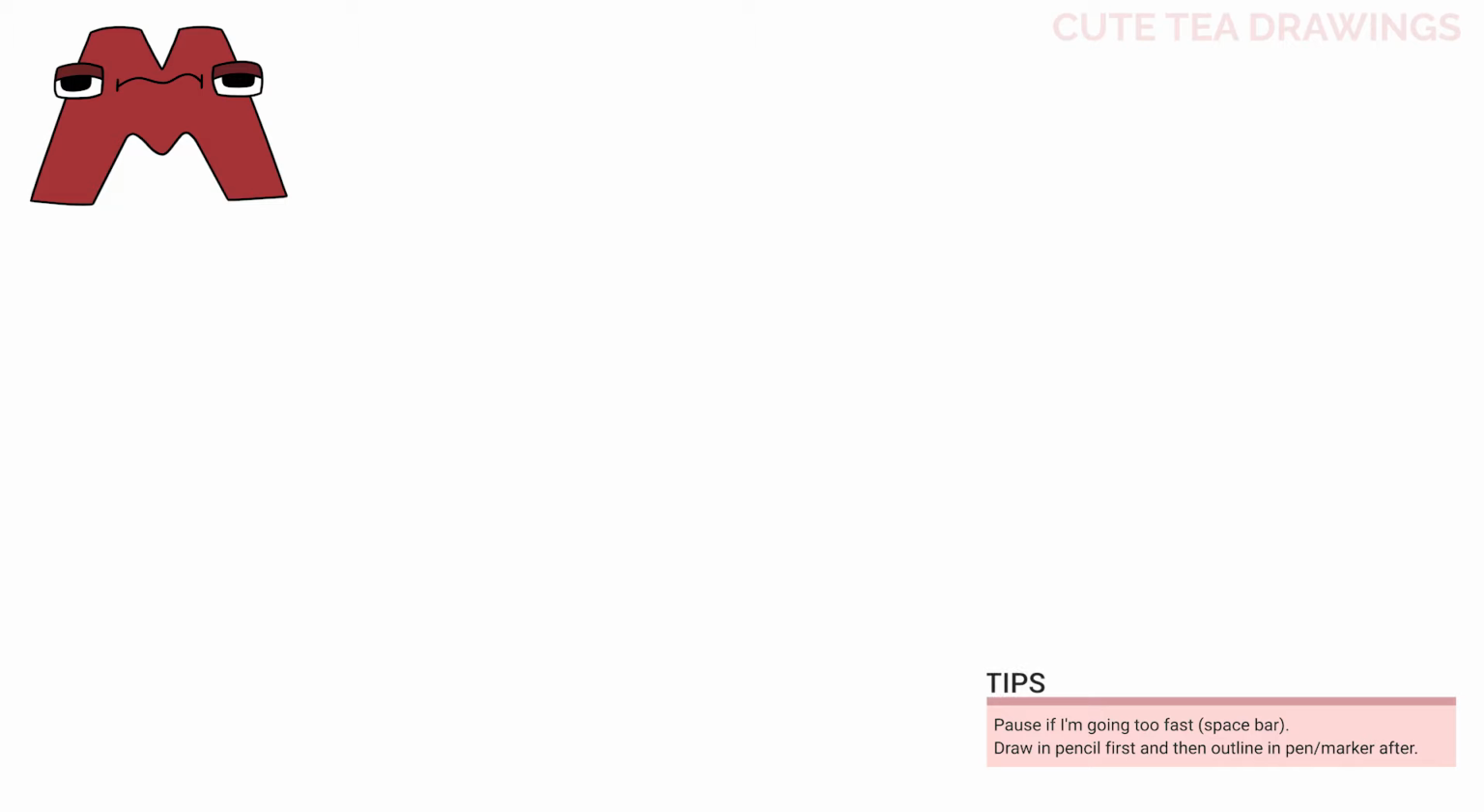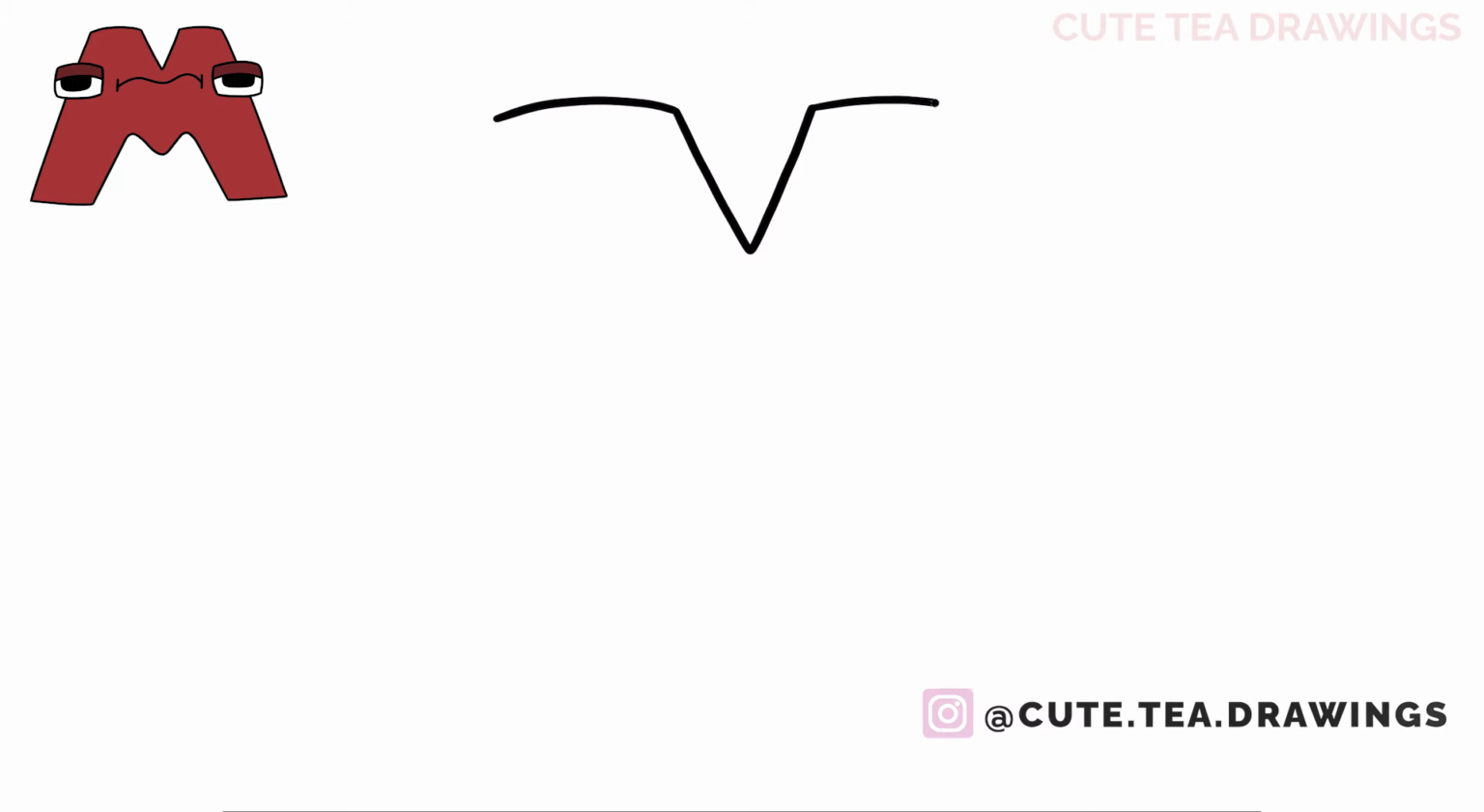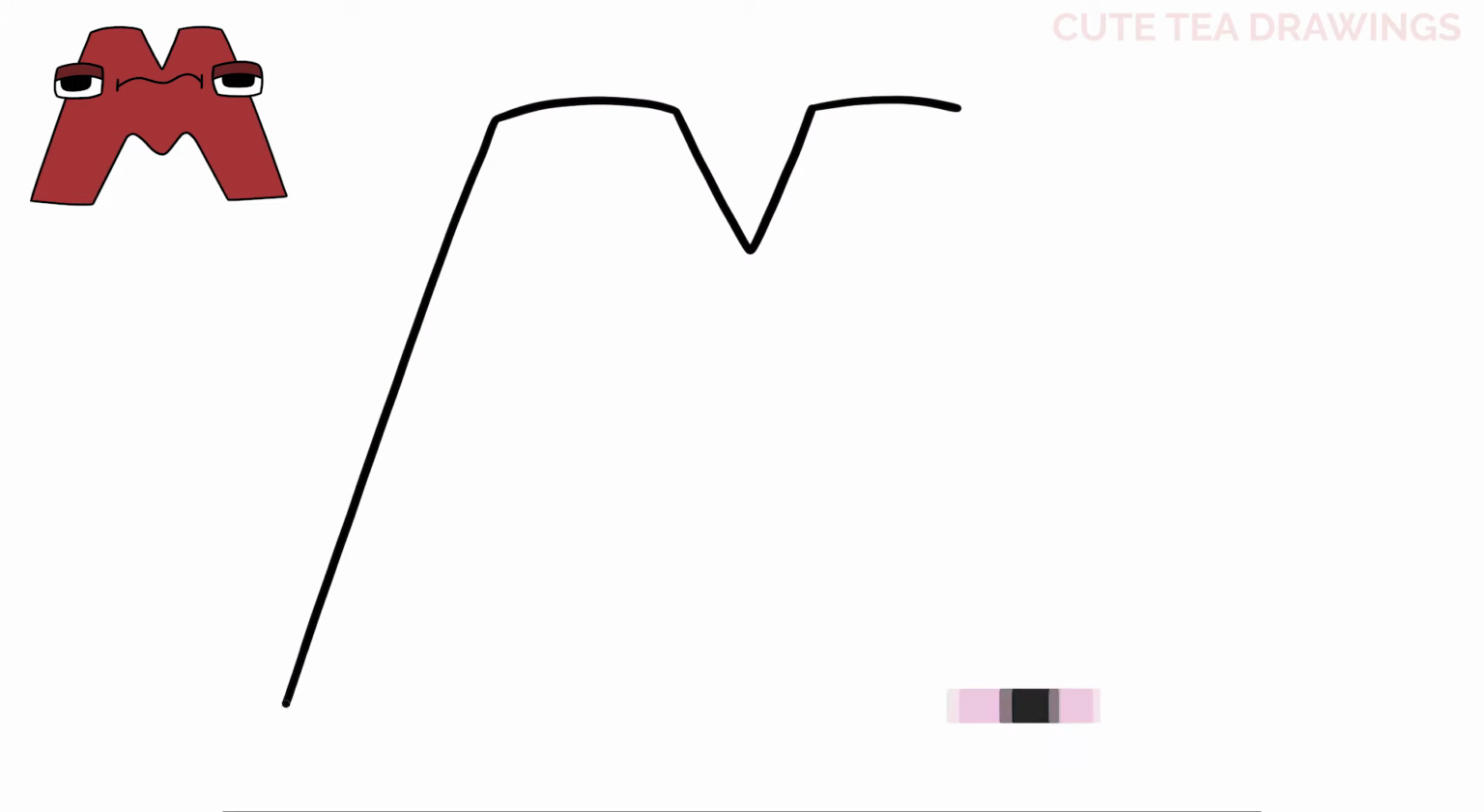With this drawing, I'll be erasing some lines, so I'd recommend drawing in a pencil first. Okay, let's start off by drawing a V shape at the top here. Then let's curve it outwards from both sides. Now from the ends, a long angle down.